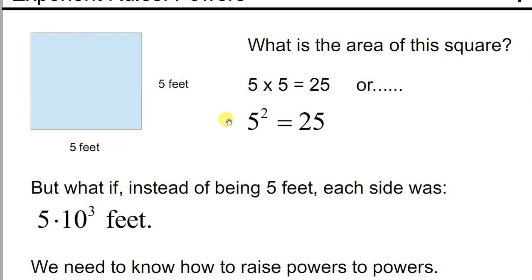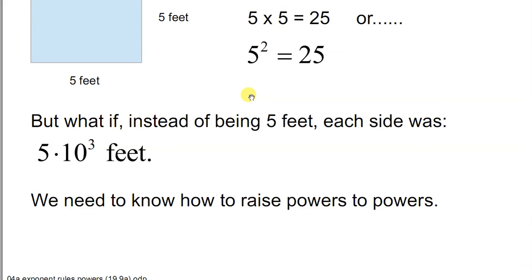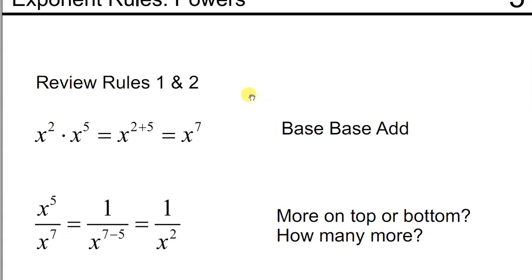But what if instead of it being 5 feet on each side, it was really 5 times 10 to the third feet? Well, then this would be 5 times 10 to the third times 5 times 10 to the third, or 5 times 10 to the third squared. We need to know how to raise powers to powers.